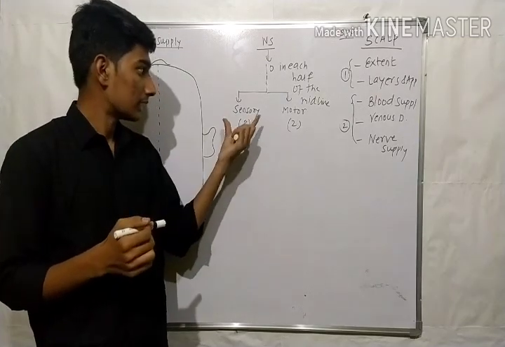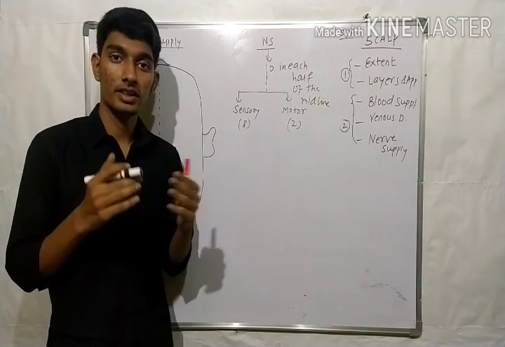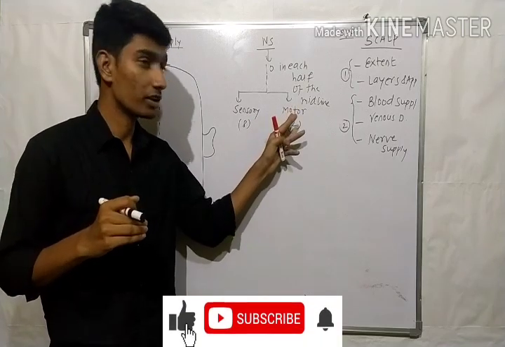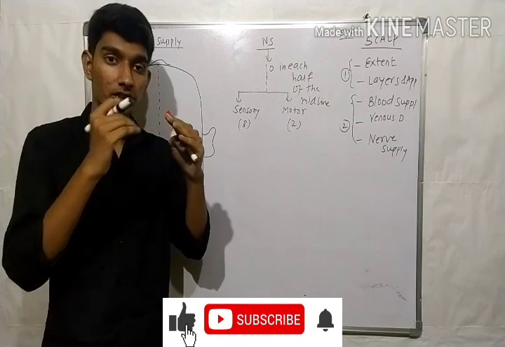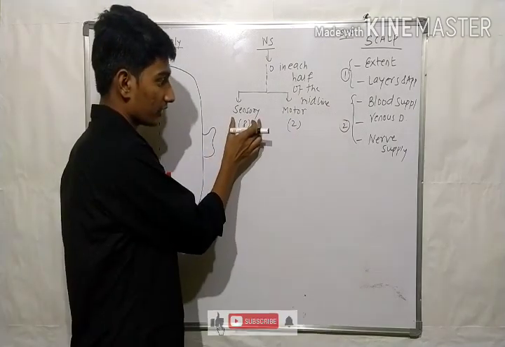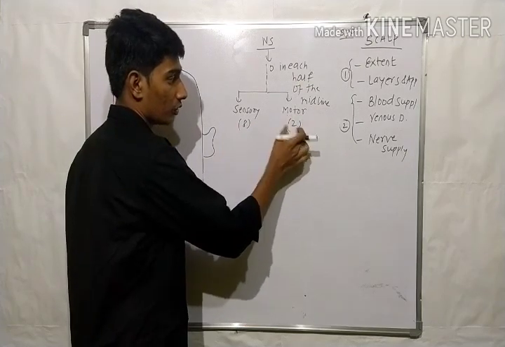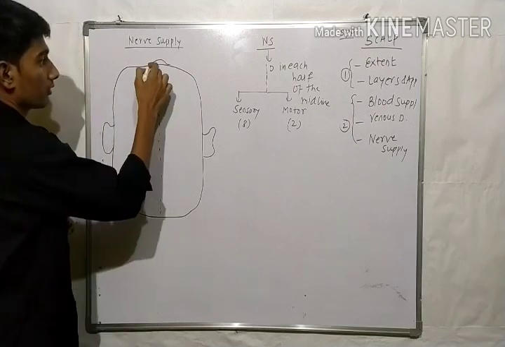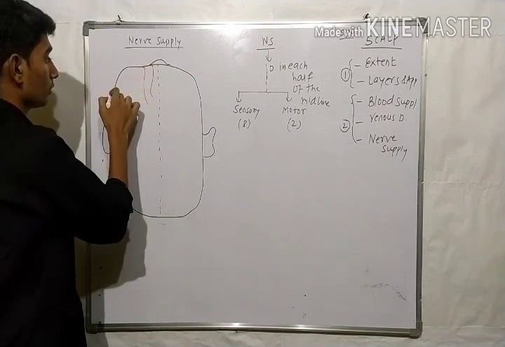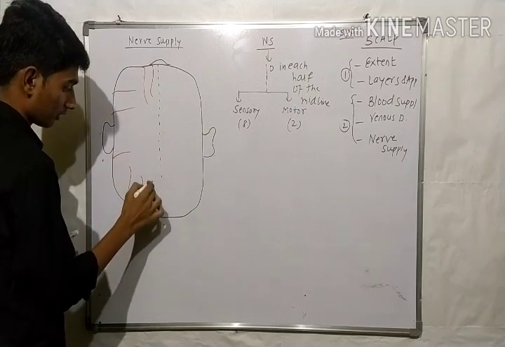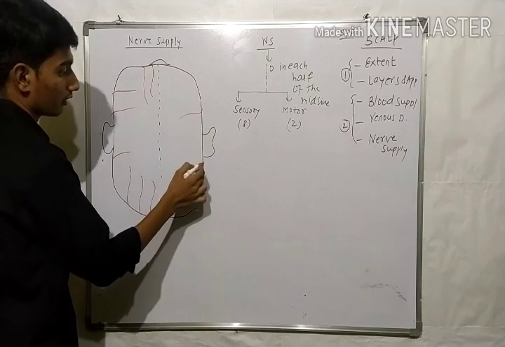Now the sensory nerves carry sensory impulses from the scalp to the brain, while the motor nerves carry motor impulses from the brain to the scalp. The sensory nerves are 8 in number and the motor are 2 in number. So I will show you here: 1, 2, 3, 4, 5, 6, 7, 8, 9, 10.